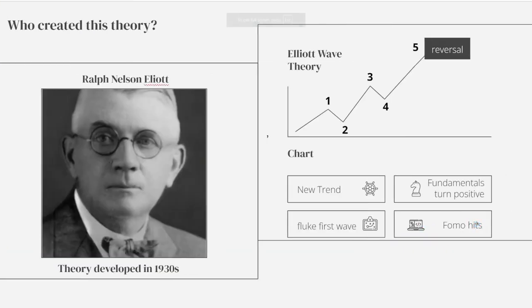emotion in the charting. So, what Ralph Nelson Elliott did was he was an accountant, as the old story goes, and he liked to travel.